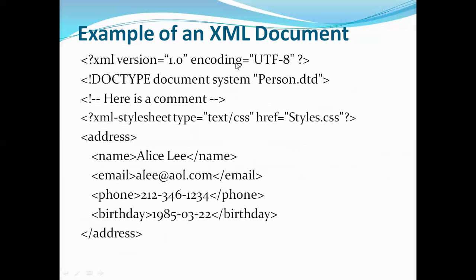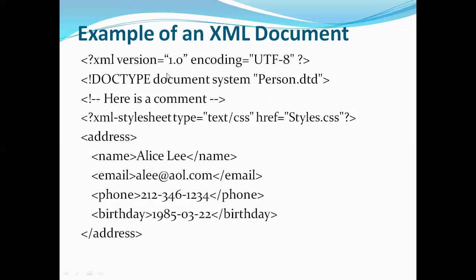One is version, the other one is encoding. Along with that, we can include one more thing that is called the standalone. The standalone tells what it depends on, another external document. Here I'm not specifying it because it is not depending on any other document. If the document is depending on another document, I can include one more attribute called standalone, and the value is also yes.